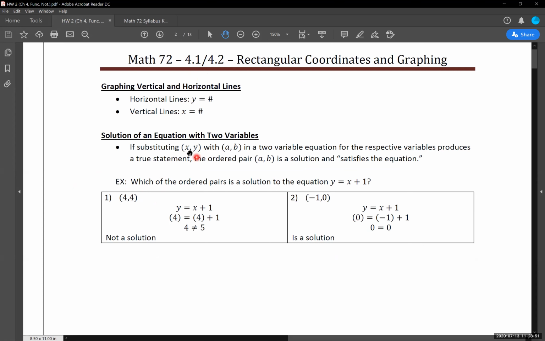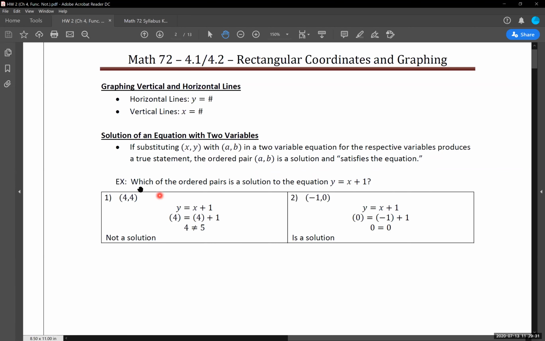If substituting x and y with a and b in a 2-variable equation for the respective variables produces a true statement, then the ordered pair (a, b) is a solution and satisfies the equation. Some of the terminology that we could see it written as. So what exactly does that look like? Well, we have an x and y value. We've been given a and b to be 2 numbers. They could be positive, negative, 0, fractions, decimals, any of that. And we're seeing, does this point satisfy the equation? Or is this point a solution to an equation?